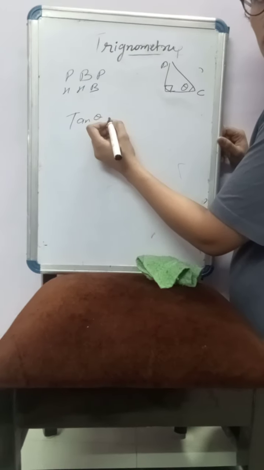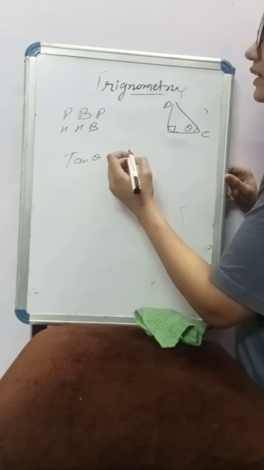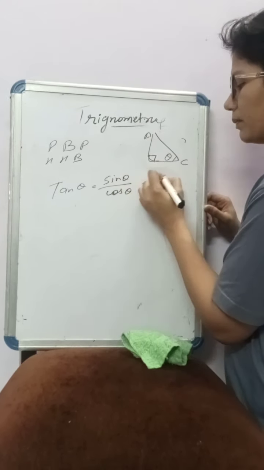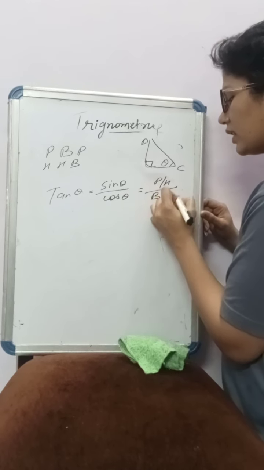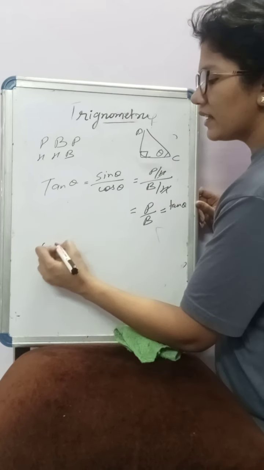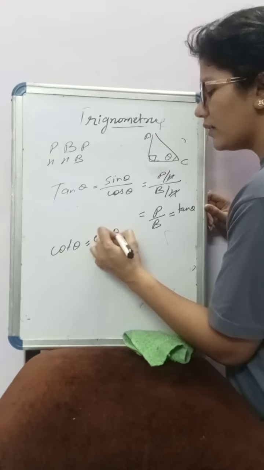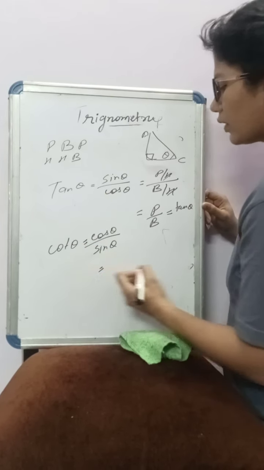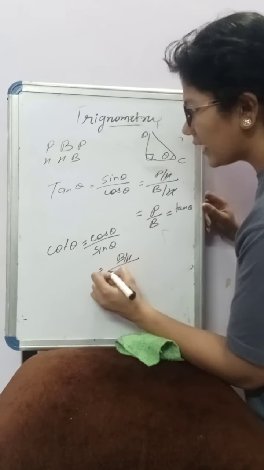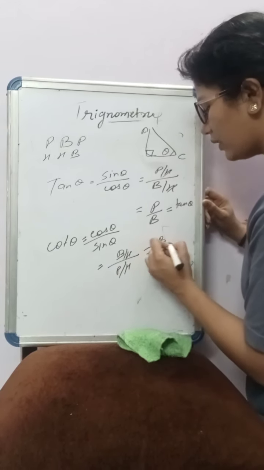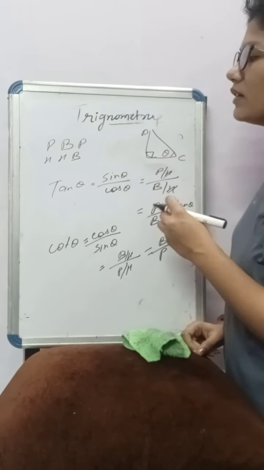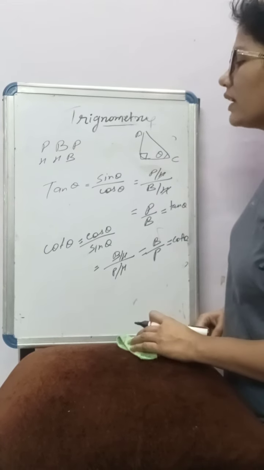Now tan theta is equal to sin theta upon cos theta, that is P upon H and B upon H. H is cancelled by H, that is P upon B, which is tan theta. Last is cot theta, equal to cos theta upon sin theta. Cos theta is B upon H and sin theta is P upon H, so we get B upon P, which is cot theta. Now these are the basic reciprocal relations between the trigonometric ratios.